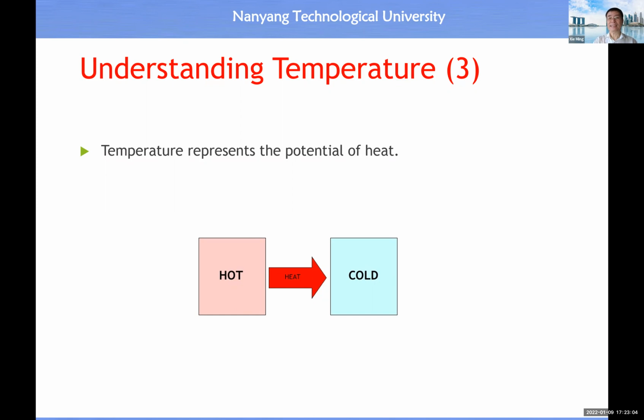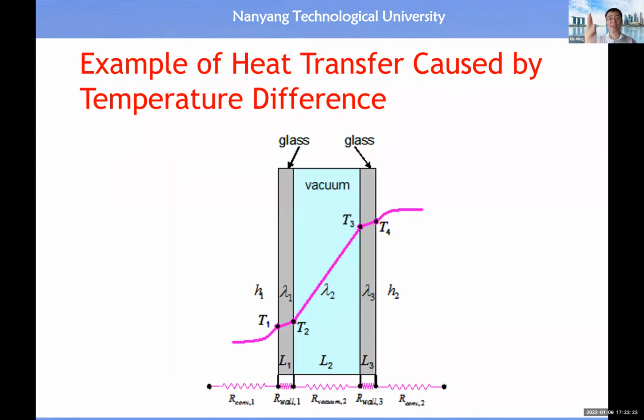Okay, if we have an object at a higher temperature and another object at a lower temperature, and we put these two objects in proximity, then you will see there's a heat transfer from the object at a higher temperature to the object at a lower temperature. All right. And here is one more example. When there's a temperature difference, this corresponds to a difference of thermal potential, then the heat will flow from a higher potential to a lower potential.